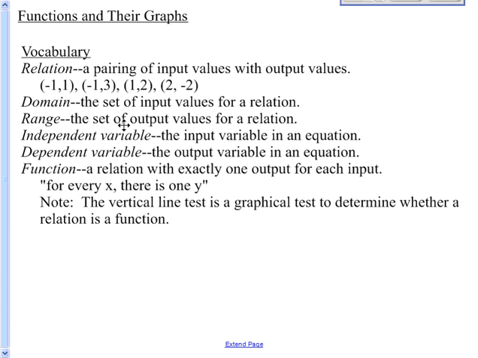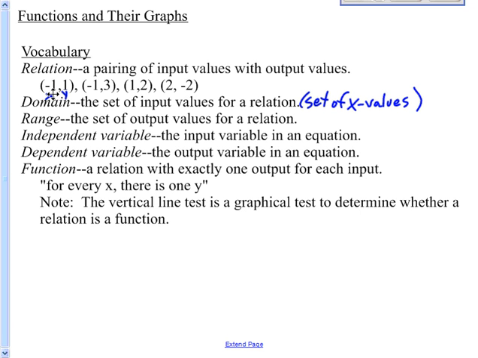The domain, by definition, is just your set of input values for a relation. And you're probably used to calling that x and y, right? Your set of input values for a relation, or your set of x values, in this case, would be your domain. The set of output values is your set of y values.